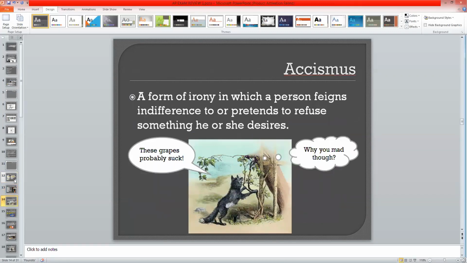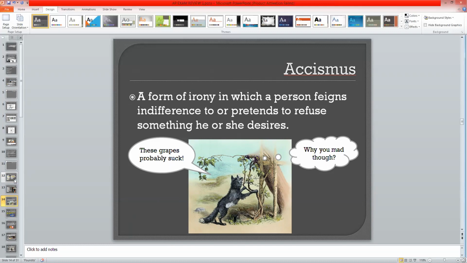And to talk about it, meiosis, yes, is a biology term, but it's also a rhetorical device term because I guess we ran out of words and we wanted to borrow some from science. I don't know, but here we go. So the first one's acyrologia, and basically it's a form of irony in which a person feigns indifference to or pretends to refuse something he or she desires.